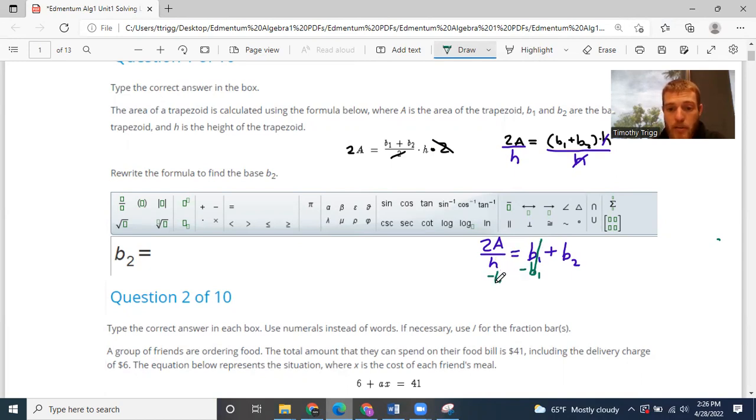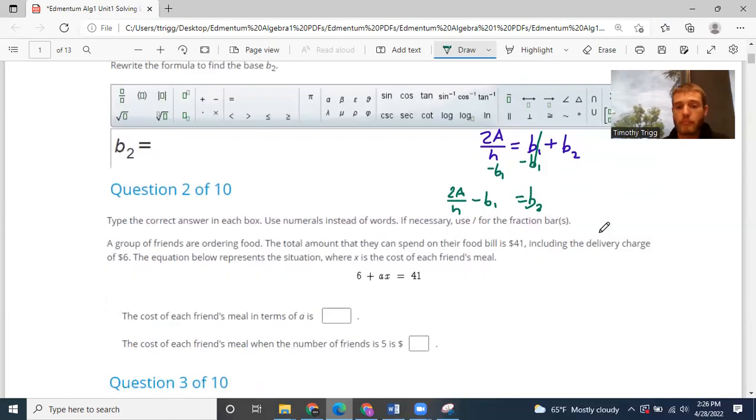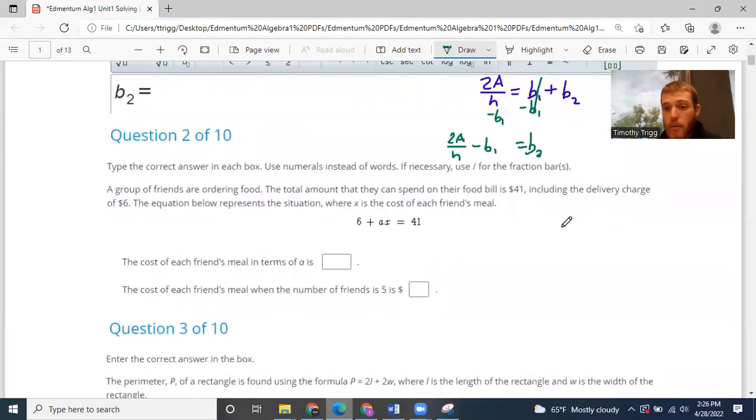So I'm going to subtract b sub 1, leaving us with b sub 2 by itself over here on the right side. That's good. That's what we want. On the left side, we have 2a over h minus b sub 1. Okay, kind of a tricky one.